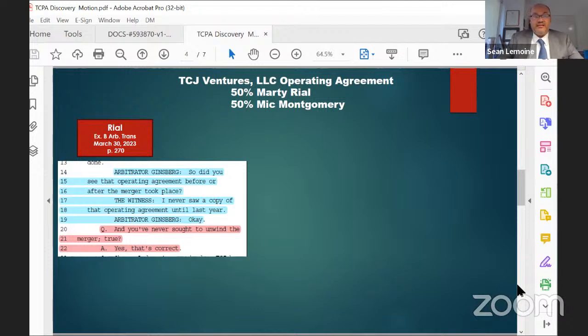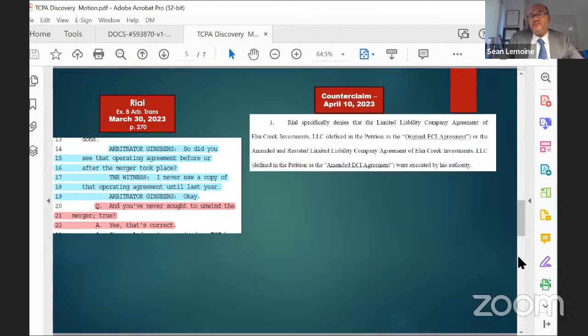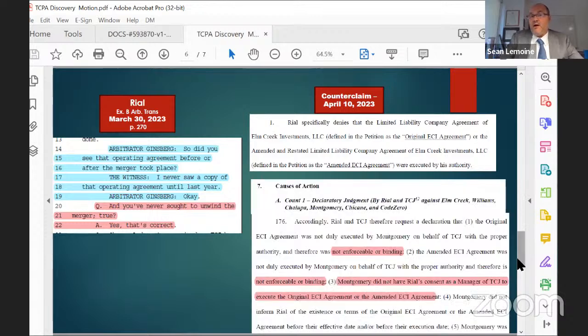And the witness, Mr. Rial, says no. And then the very next question is, you're not trying to challenge the merger. And Mr. Rial says, no, I'm not. But then what happens basically 10 days later? Mr. Rial files his counterclaim, and he specifically denies that those agreements, the two agreements that effectuated the merger, are enforceable because he didn't consent to them. And he brings a cause of action for the declaratory judgment that says those agreements are not enforceable and they're not binding because he didn't consent to them.